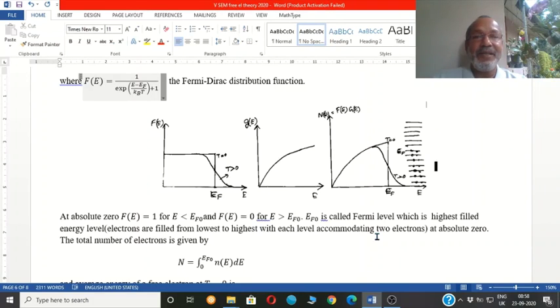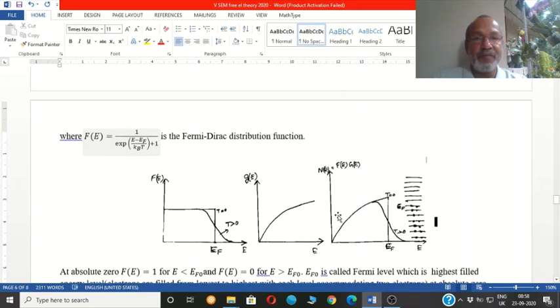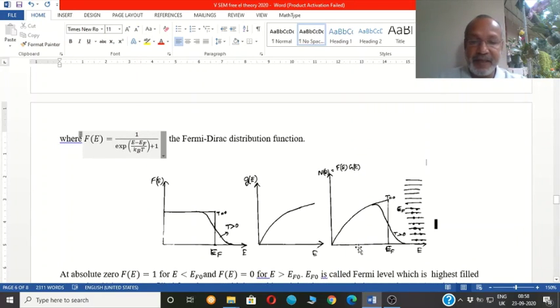This is actually the sixth class on the Sommerfeld model, which is also called the quantum mechanical model of free electrons. In the last class we determined the number of electrons per unit energy range, that is, how electrons are distributed according to energy. So Ne is the number of electrons per unit energy range, and that is given by this graph.